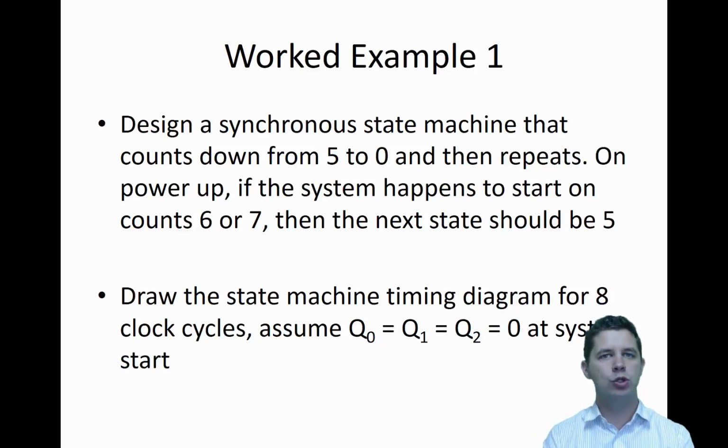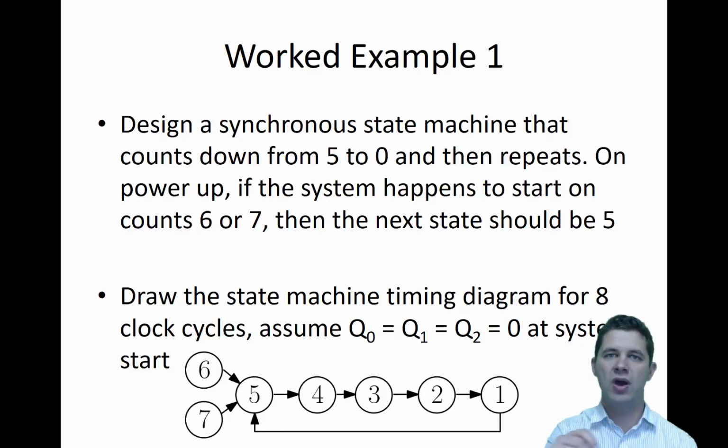Now on power up, we don't know what state it's going to go into. It could go into any state. If it happens to start at state 6 or 7, we want to assign it so that the next state that it will jump to after that will be state 5. So it puts it back into a known state. So we're going to draw a state machine for this, a timing diagram for 8 clock cycles. We draw each of our states here, and we'll show how these link between each other. Show what happens for state 6 and 7 as they feed into state 5.